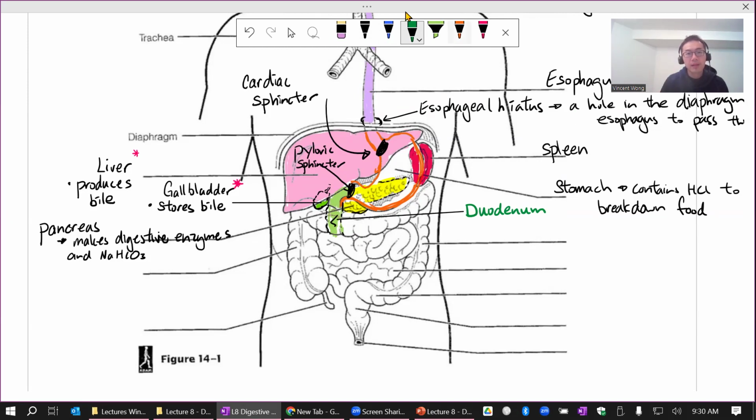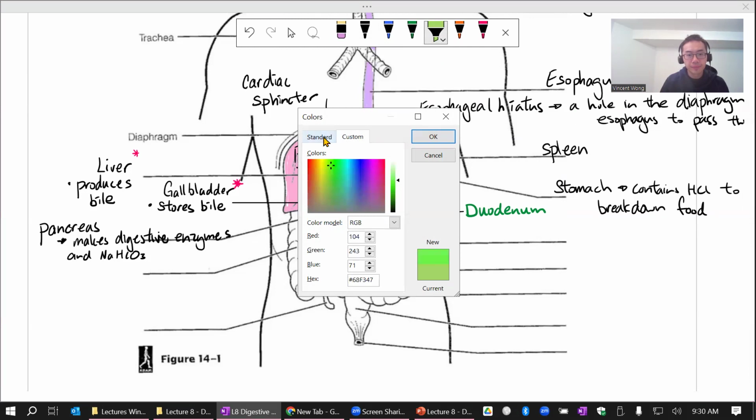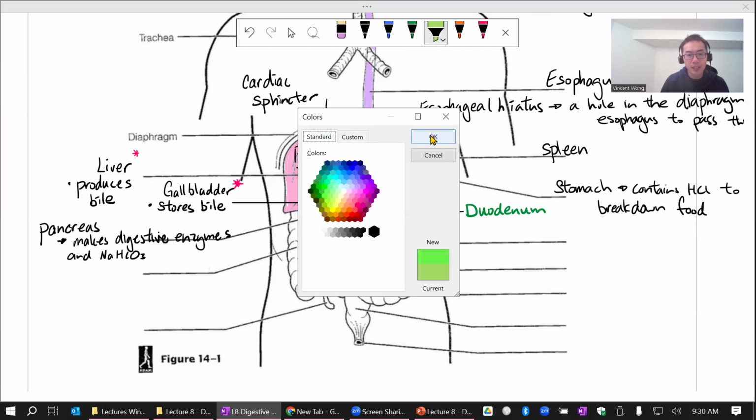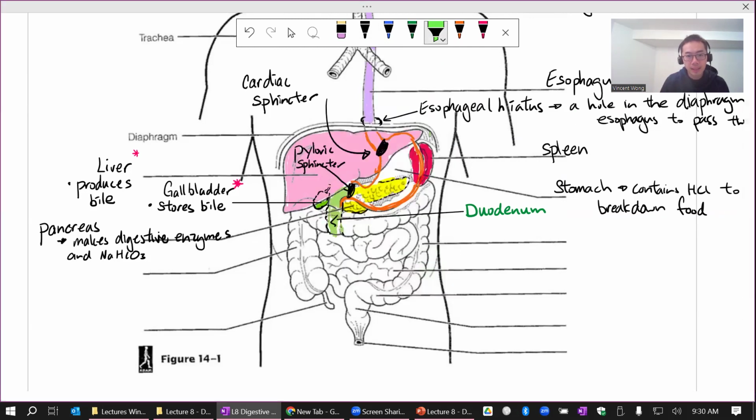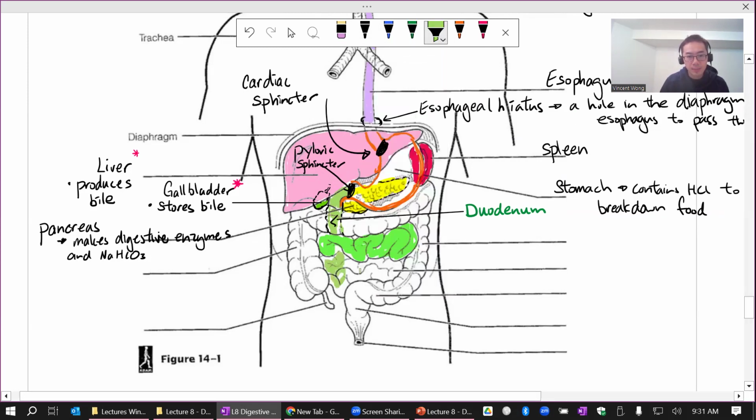Okay. Then the small intestine, the duodenum is going to transition into the next part, which is a little bit hard to see here, but we'll roughly say it there. And then it's going to go to the last part. It's all kind of jammed up into the abdominal cavity right here.